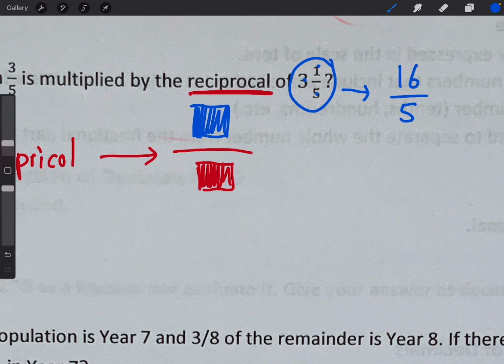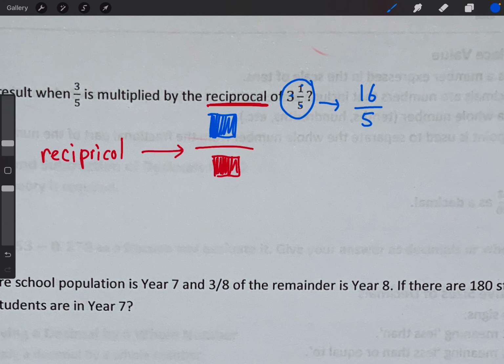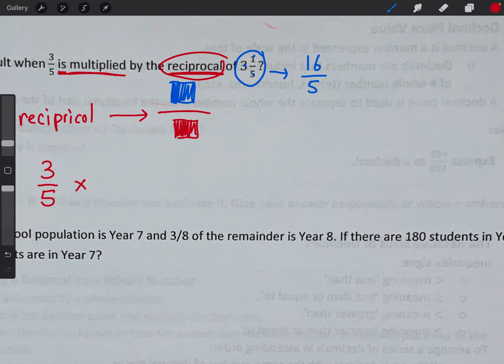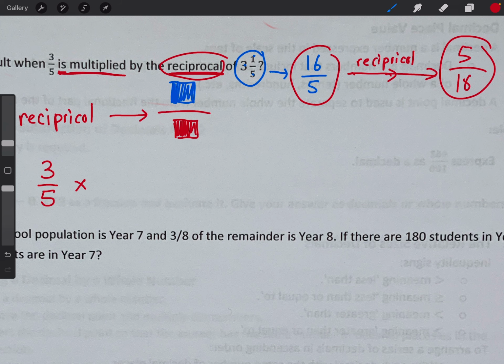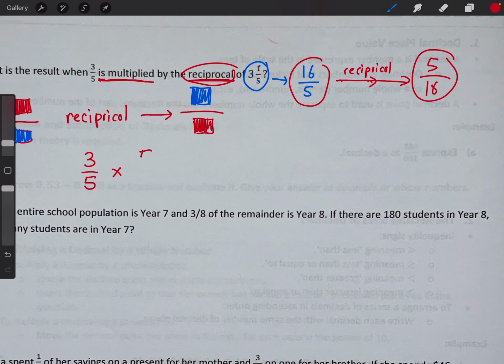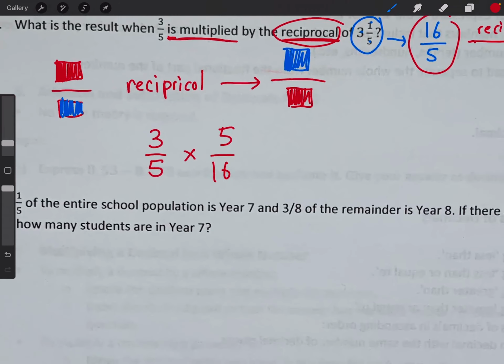There you go. Now, what we're going to do is, it says find the result when 3/5, so let me just write it down here. So 3/5 is multiplied, so we're going to put times, by the reciprocal of this number. Well, this number is 16 on 5, so reciprocate it. Flip it upside down, and you're going to get 5 on 16. Okay, so they want you to multiply this number by the reciprocal, which is the 5 on 16. Alright, so now we just multiply it across.